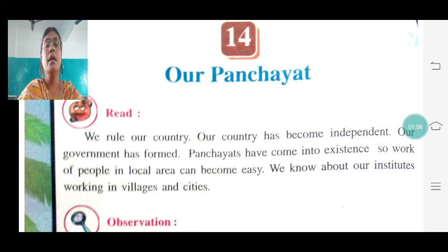So the panchayats have come into existence to work for the people, to work in the local area for the development of any village, city, town. Clear? So our panchayat is there in every village. In each and every village there is a panchayat, so that it will do the development of that particular village. Clear? So let me explain to you about the system of panchayat.